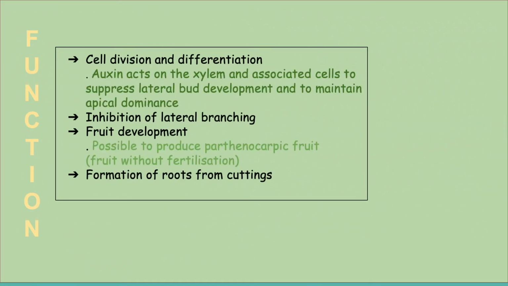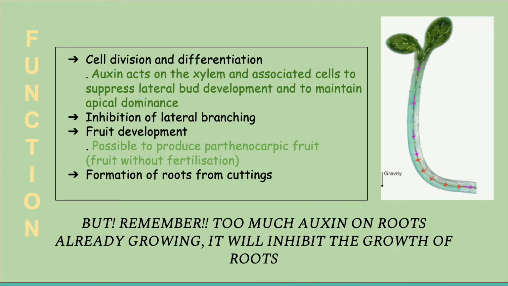How about its function in plants? What does auxin do to plants? First of all, in the perspective of cell division and differentiation, auxin acts on the xylem and associated cells to suppress lateral bud development and to maintain apical dominance. This causes auxin to inhibit lateral branching and immerse itself in elongating stems upward.